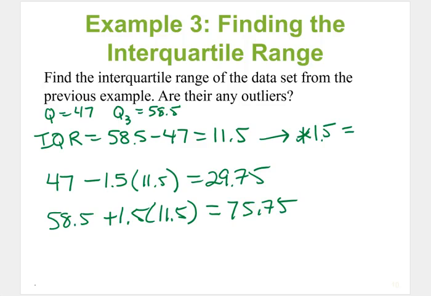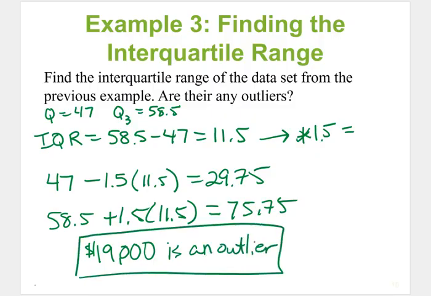So in this case, there's only one entry that was an outlier, and that was the $19,000 tuition. So 19,000 is an outlier, but none of the other ones were outliers. That college that only charges $19,000 would be considered very cheap compared to other colleges.